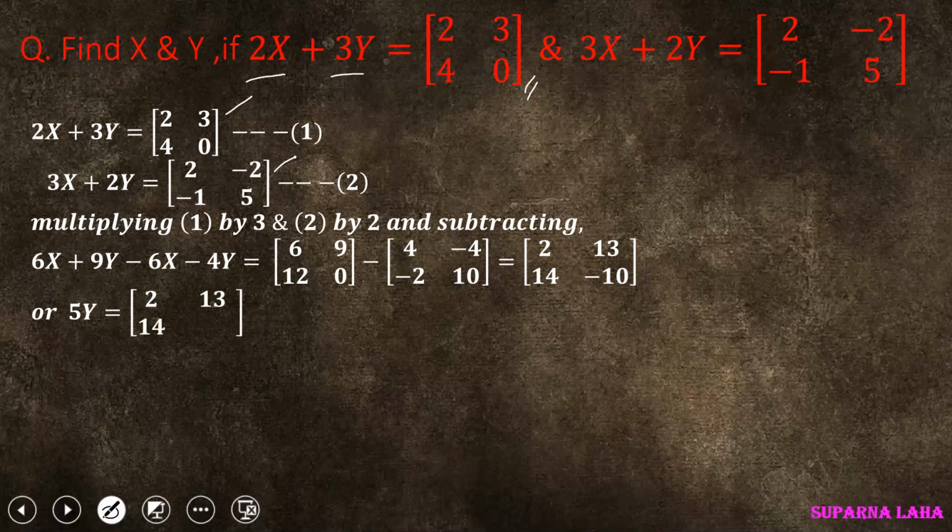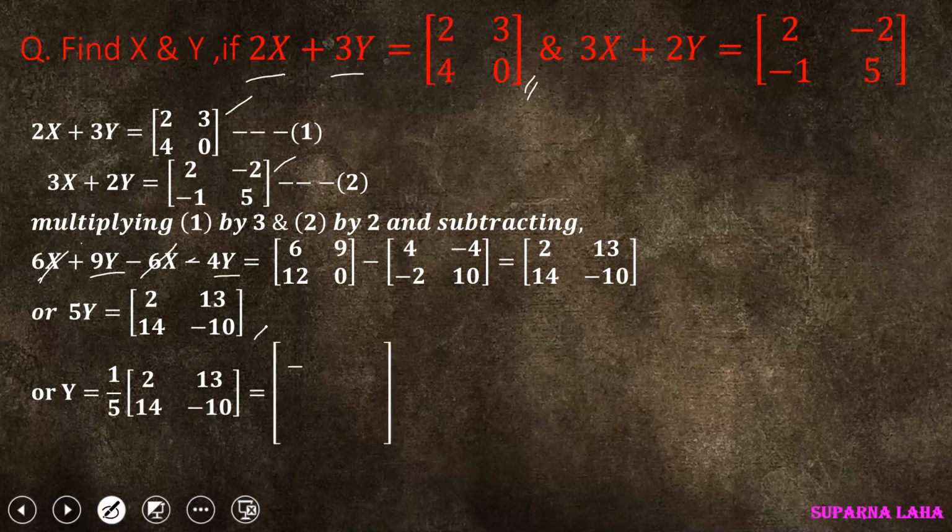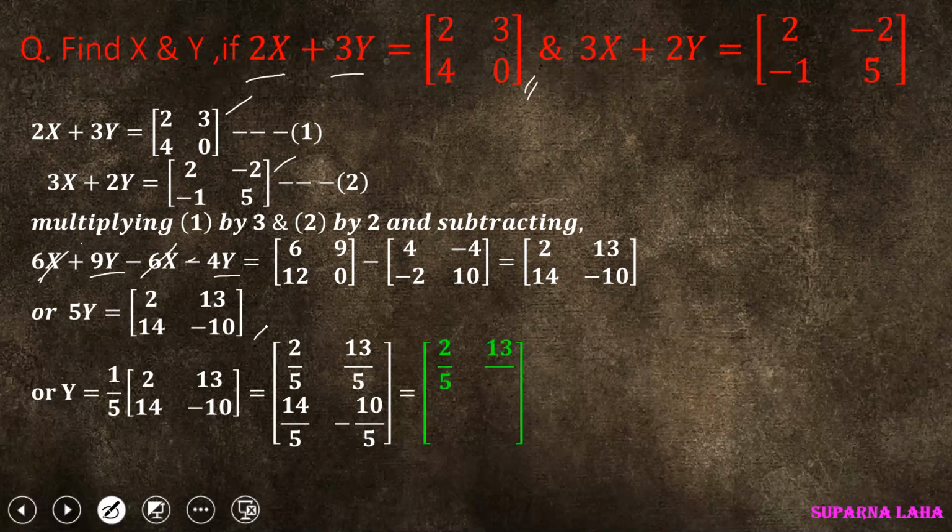So what will you find? 9y minus 4y, since 6x and 6x cancel. 9y minus 4y, that is 5y, is equal to 2, 13, 14, minus 10. So what is y? Just multiply by 1 by 5 and take this 1 by 5 inside the matrix. So just multiply each and every element by 1 by 5. So we will find this answer. This y is given by 2 by 5, 13 by 5, 14 by 5 and minus 2. This is your y.